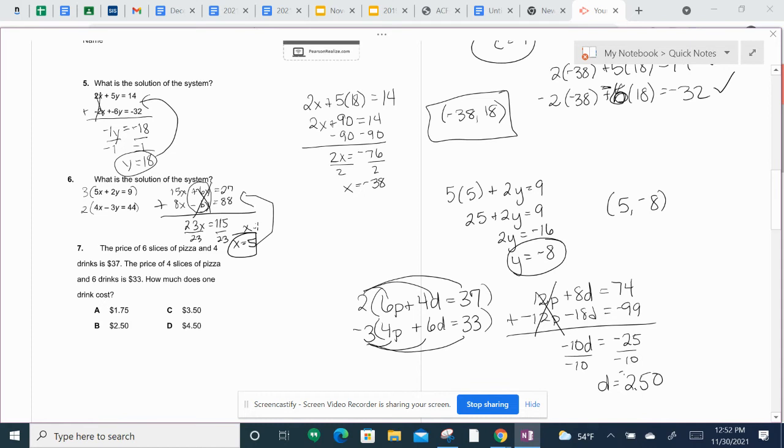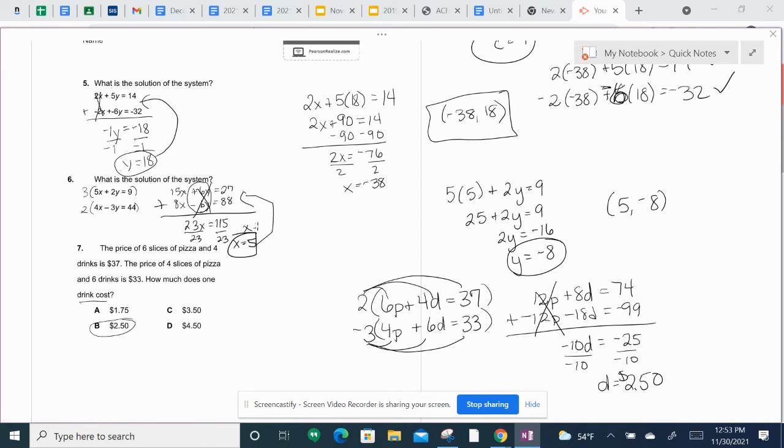But since we're talking about money, I'm going to go ahead and put that 0 on there, meaning drinks cost $2.50. Now, since that's what they asked for, I really don't need to plug back in to find out how much pizza costs because it didn't ask me for that in this problem. However, if I had solved for p first, then I would need to plug back in to solve for d.